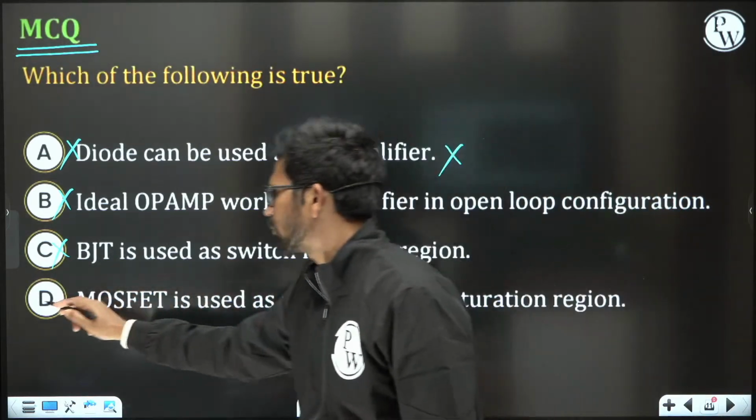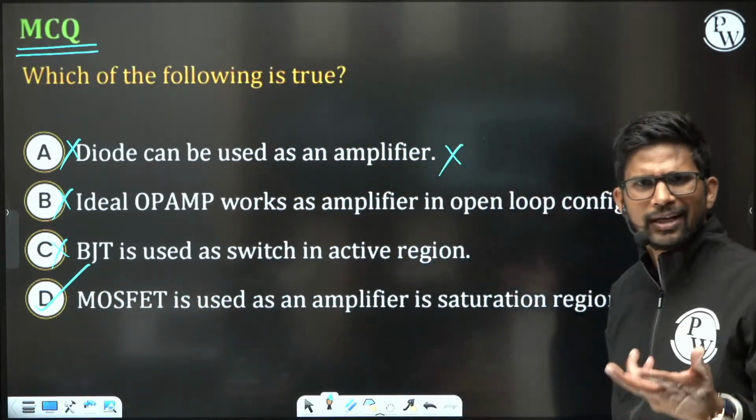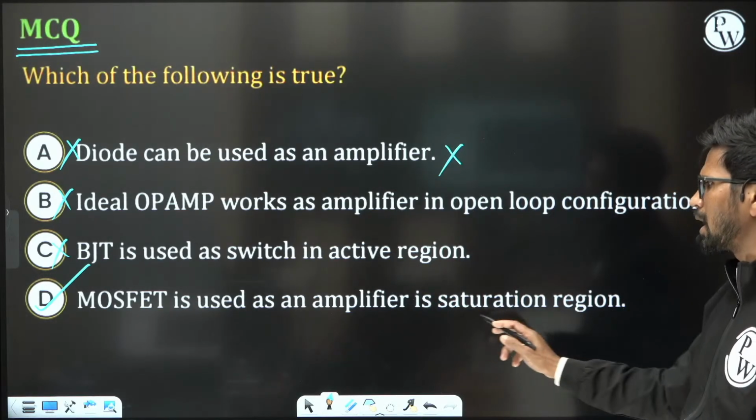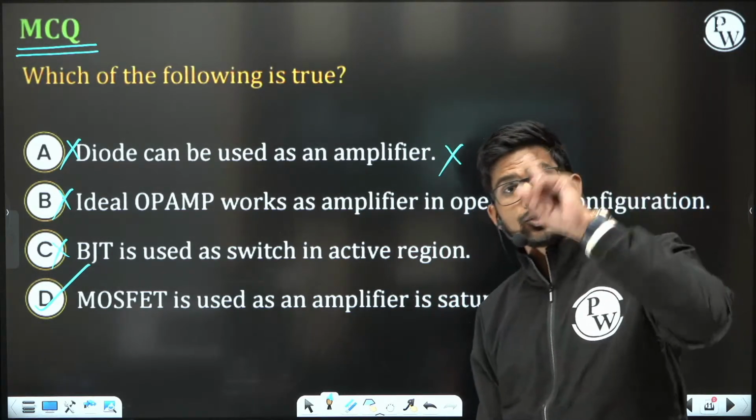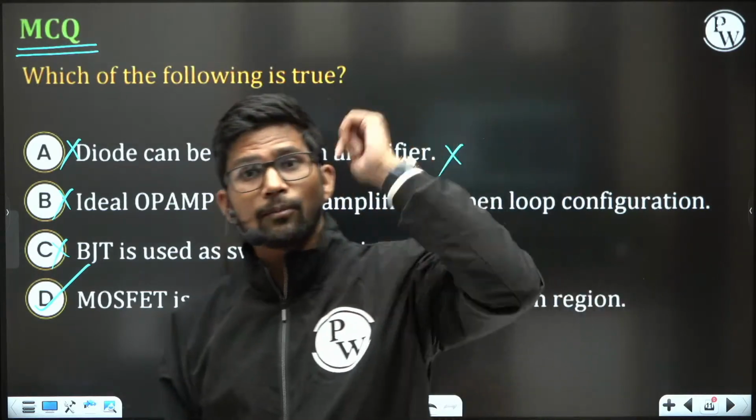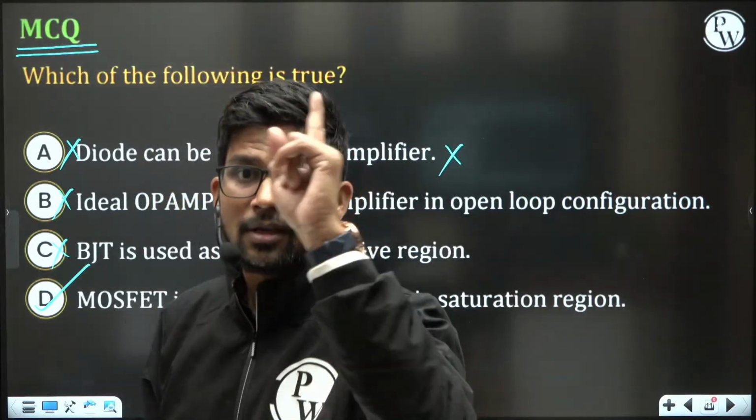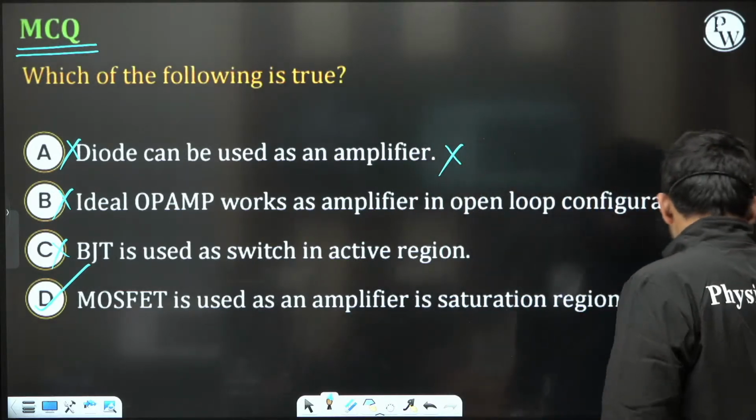So definitely one option will be correct. MOSFET is used as an amplifier in saturation region. BJT is used as an amplifier in active region, while MOSFET is used as an amplifier in saturation region. So this option is absolutely correct.